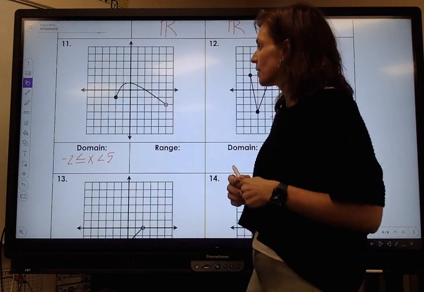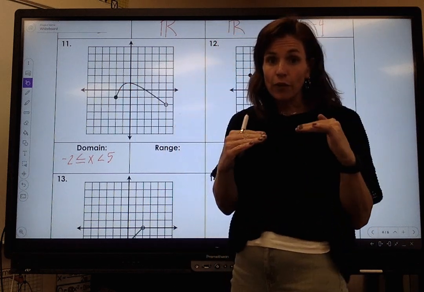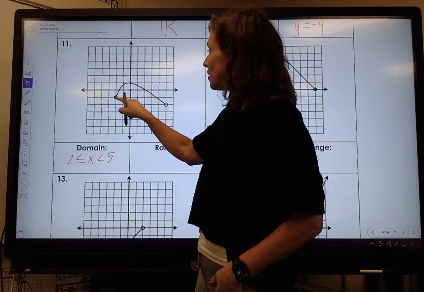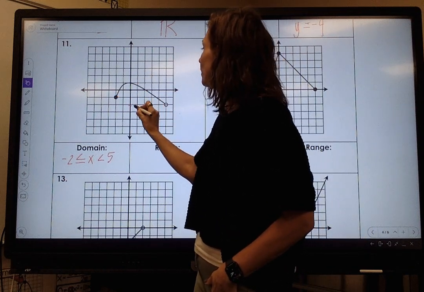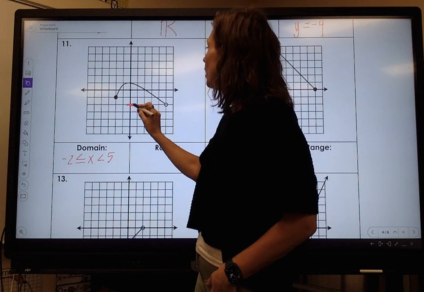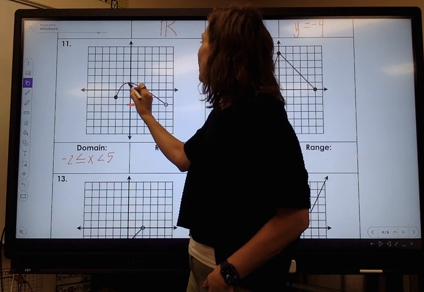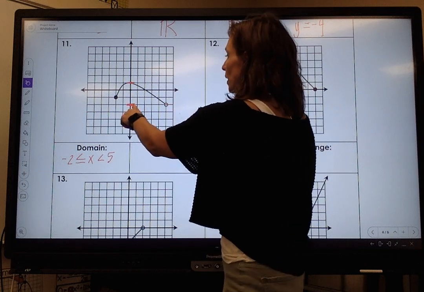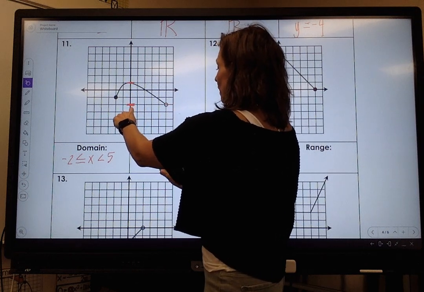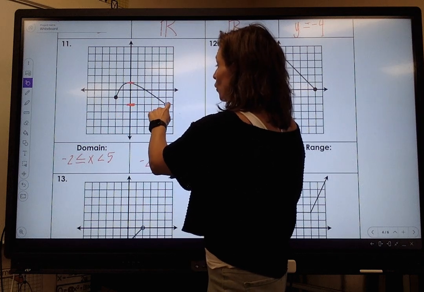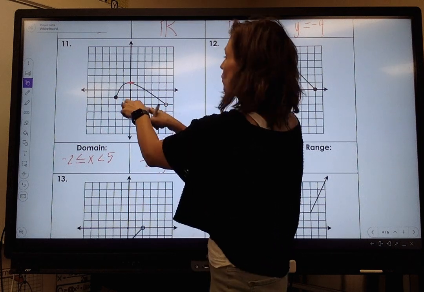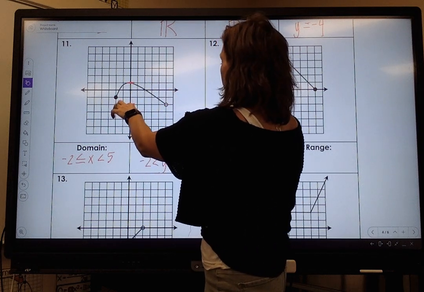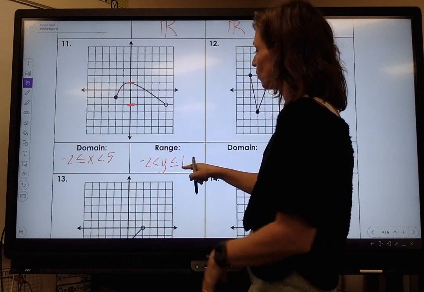All right. Let's look at my range. Remember, range means how far down. It's going to stop at -2, and it's going to go all the way up to +1. So -2 is less than y, because it's an open circle, so that's why it's less than. Then it's a closed circle on +1.